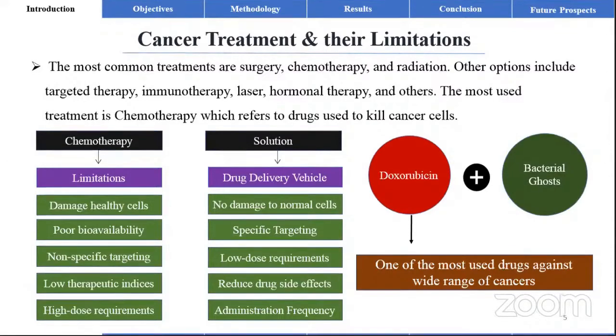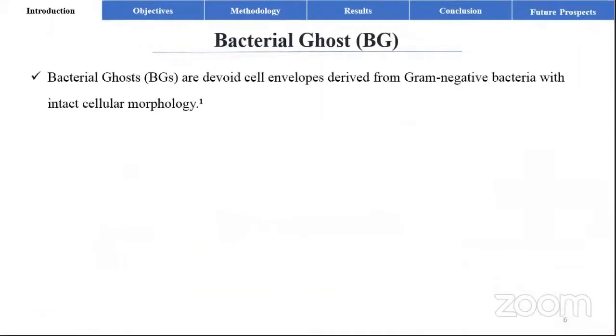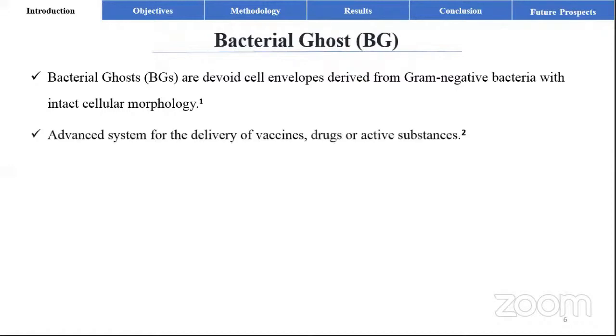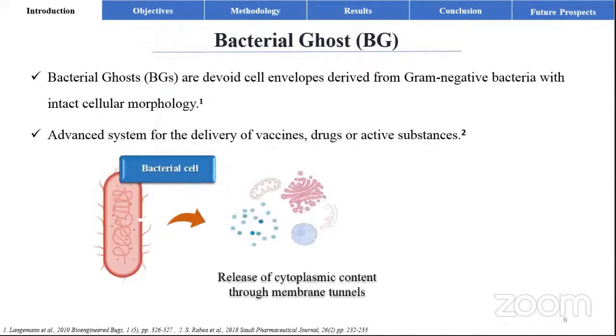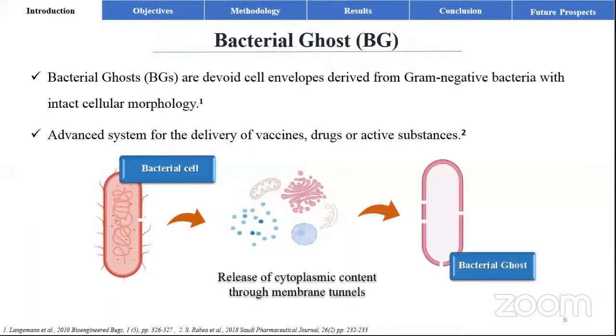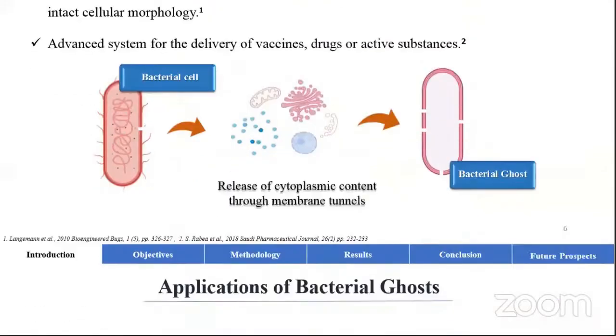Now the question is, what are bacterial ghosts? Bacterial ghosts are empty cell envelopes derived from gram-negative bacteria with intact cellular morphology, and they are an advanced system for the delivery of vaccines, drugs, or active substances. This is the graphical representation of bacterial ghost. When a bacterial cell releases its cytoplasmic content through membrane tunnels, it is called a bacterial ghost.